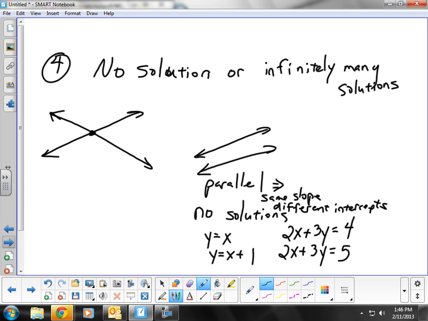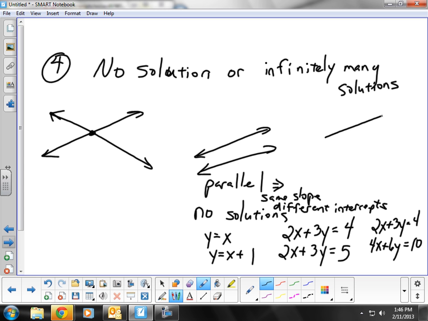So I could have also had 2x plus 3y is equal to 4, and 4x plus 6y is equal to 10. Because this is going to reduce to the same 2/3, negative 2/3. But it'd be 5. Yeah. Okay? So that's what I was talking about. Could be some multiple.